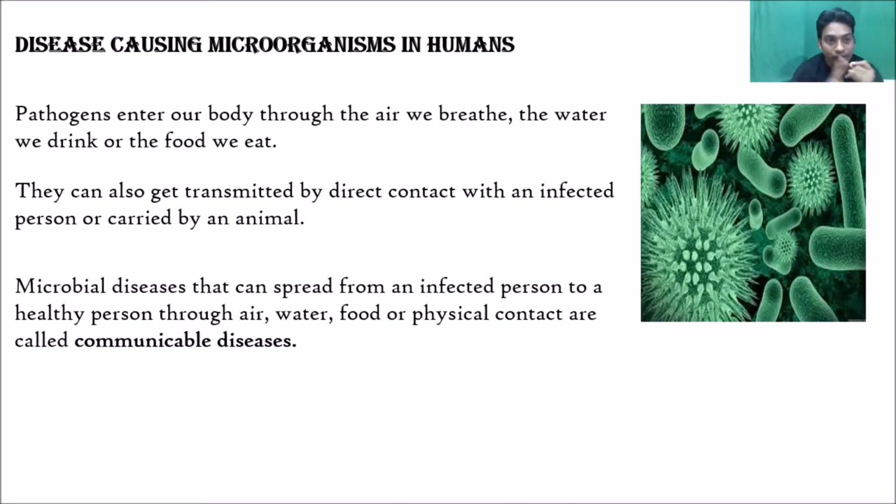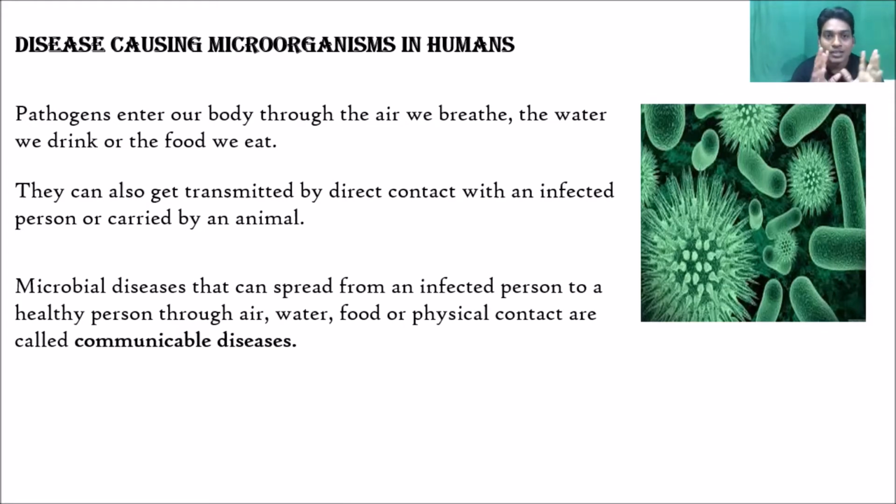So pathogens enter our body through air, water or food, and they can be transmitted by direct contact or through a carrier, which could be a man or an animal. Microbial diseases which spread from an infected person to a healthy person through air, water, food or physical contact are called communicable diseases. Now we understand what pathogens are, how they are spread, and what communicable diseases are.